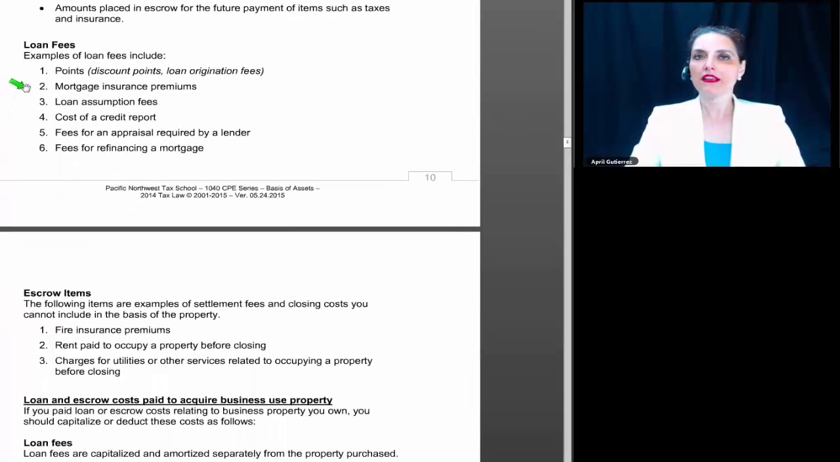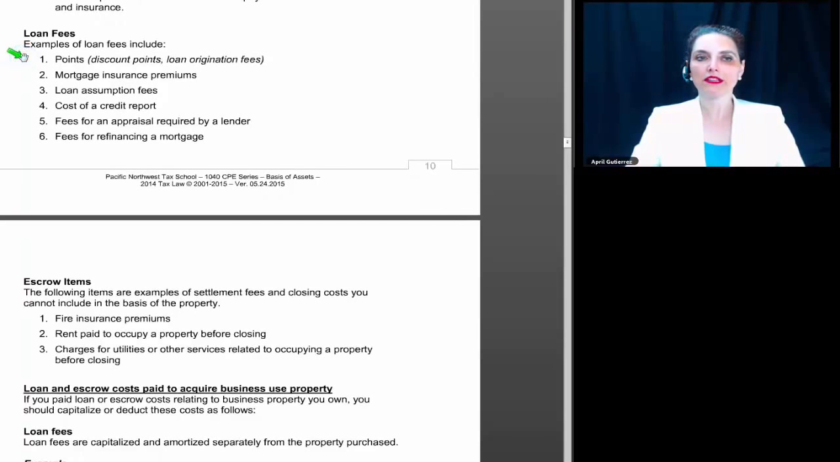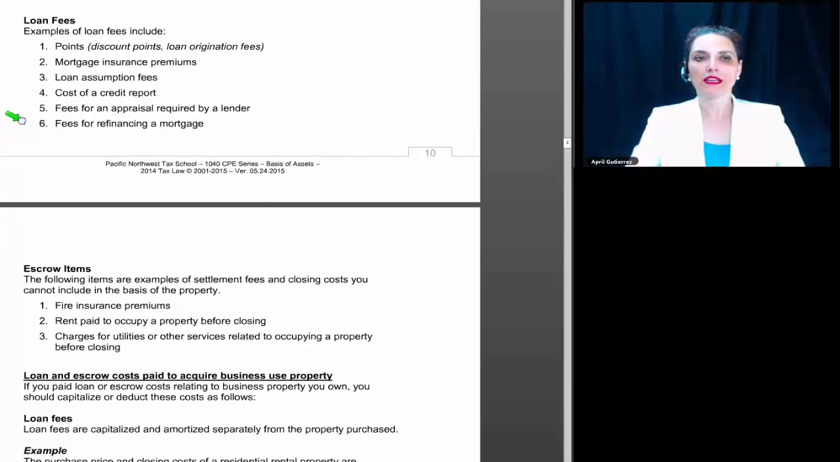Now, when you borrow money, you typically have to pay loan fees, and examples of loan fees include points, mortgage insurance premiums, loan assumption fees, the cost of a credit report, fees for an appraisal required by a lender, and fees for refinancing a mortgage.